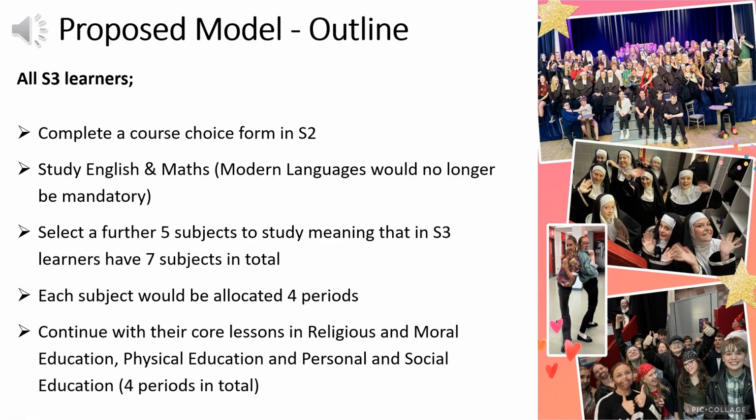That would mean that under the new proposal, all young people in S3 would have 7 subjects in total, English and Maths plus 5 chosen subjects. Each of these subjects would be allocated 4 periods per week, and young people would continue with their current allocation of core periods in religious and moral education, physical education, and personal and social education.